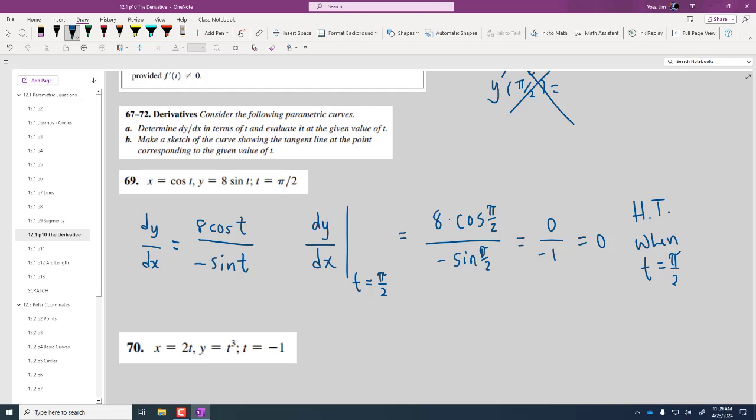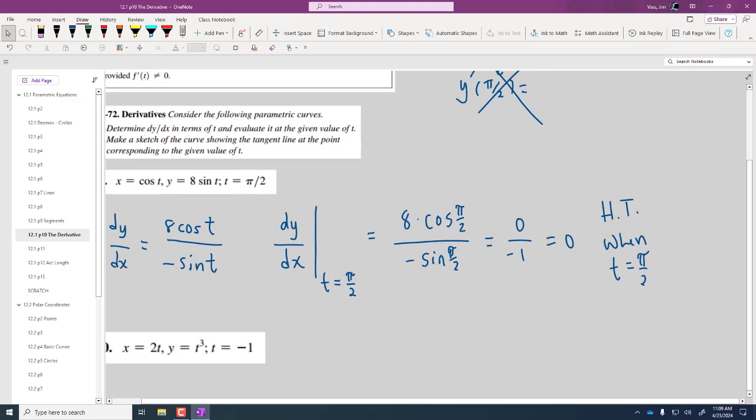Okay, so if we want to know the ordered pair where that tangent line is horizontal, what do you think we're going to do with this t value? Plug it into the original equations. Plug it in right here. So the x comma y would be what? When t is pi over 2, cosine of pi over 2 is 0. Sine of pi over 2 is 1, multiplied by 8. So 0 comma 8 is where we have that horizontal tangent line.